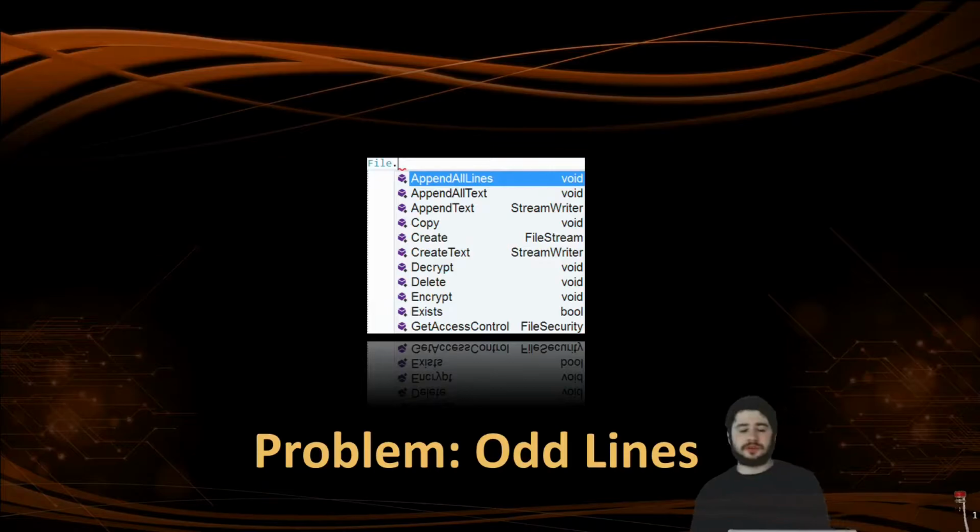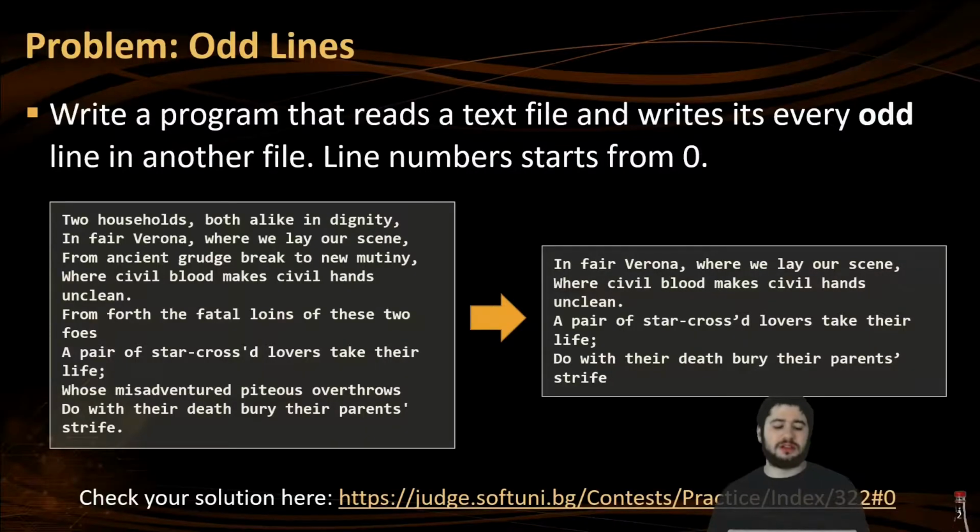Now it's time to solve some problems with what we already know. The first problem is called odd lines. It's pretty straightforward. You're given an input file and you have to write all the odd lines of that file in another file. Line number starts from 0, and you have where to check your solution.